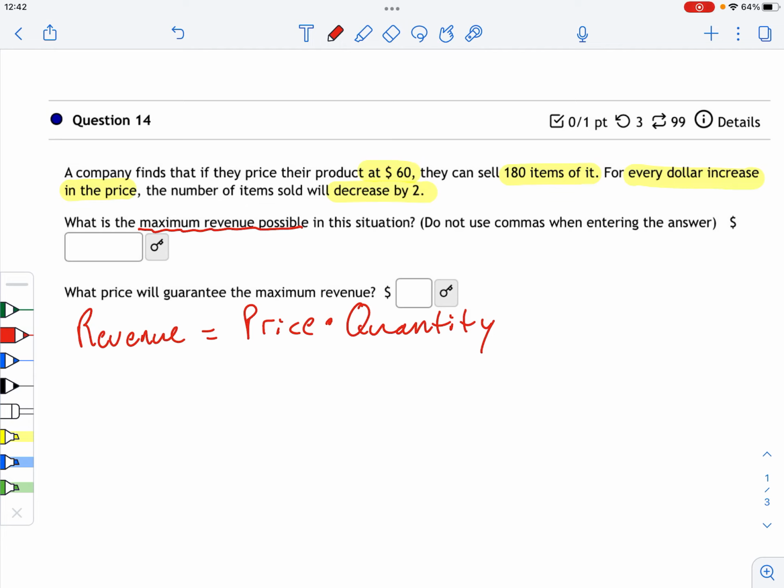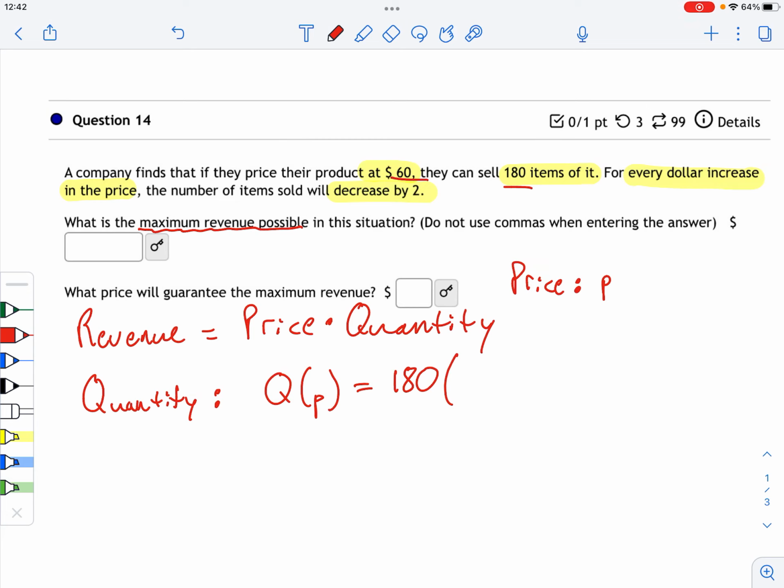So let's make a function for quantity because it is affected by the price. We'll call this function Q of P, and we'll let the price be P. So P represents price here. And so what's going on here? Well, we know that at $60, we sell 180, all right? So 180 is kind of our starting point.